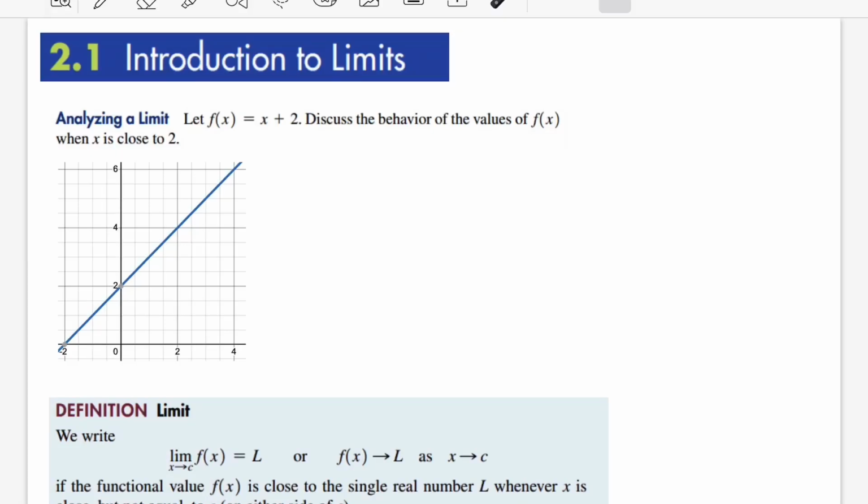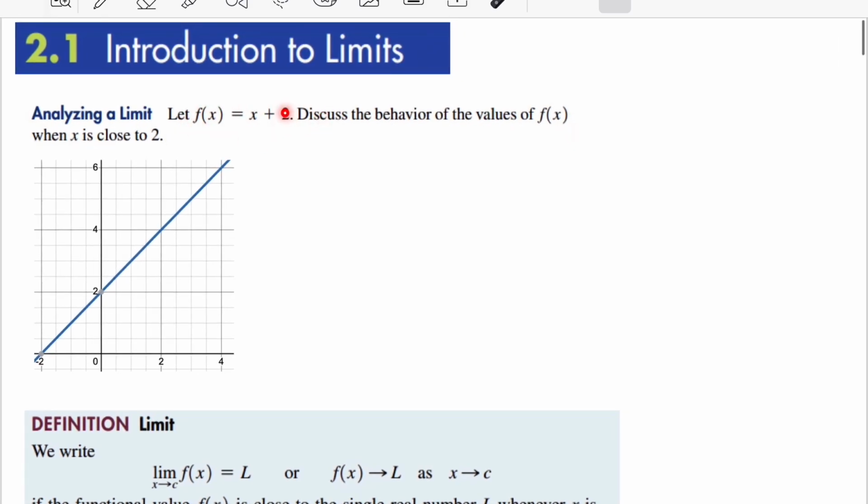In this video, we're going to talk about section 2.1 from our textbook, and that is the introduction to limits. And we'll actually start off with looking at the following example. So suppose we have a function f of x is equal to x plus 2, and what we want to do is discuss the behavior of the values of f of x when x is close to 2.